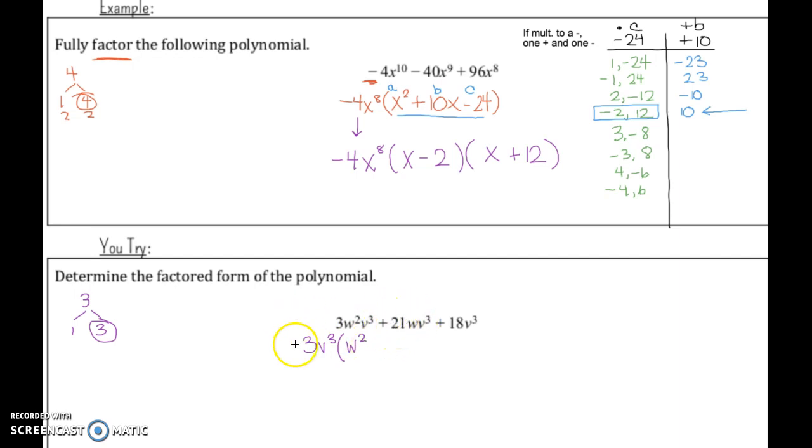Then I have 21 divided by 3, which gives me 7. I have a W, I'm taking none of them away, so I still have W. And then I have 3 V's, I'm taking 3 away, and so I have none of those left. And last term I have 18 divided by 3, which gives me 6. And I have 3 V's, I'm taking 3 away, so I have none left.